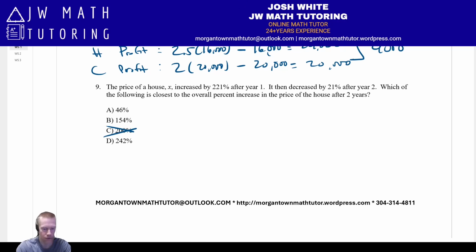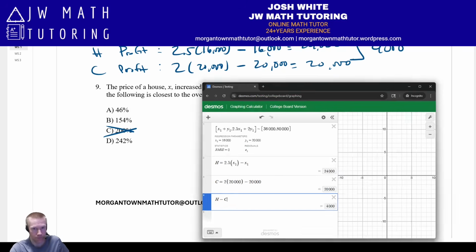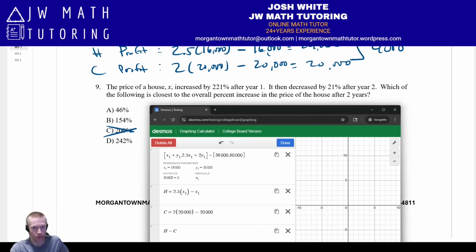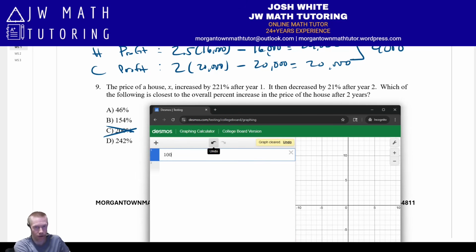The reason is because the 21% decrease is based on the new value after the increase. The 21% is not based on the original starting value. So the easiest way I find to do these is to just pick a number. So for example, my starting value is 100. Okay, it increased by 221%. So that means I take my starting value and then I take 221% of that and I add it to it. So my new value is 321.